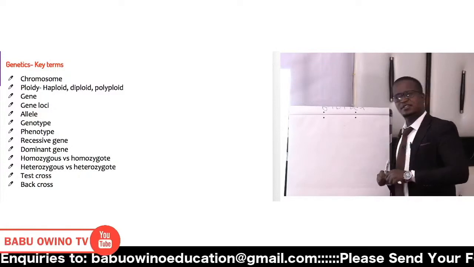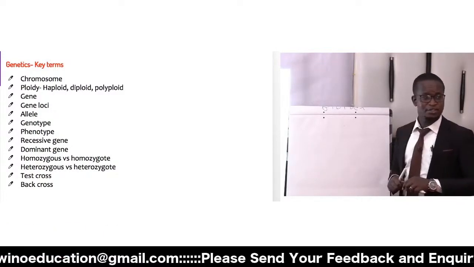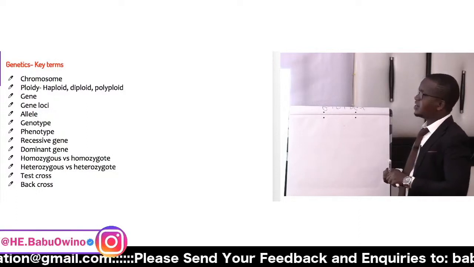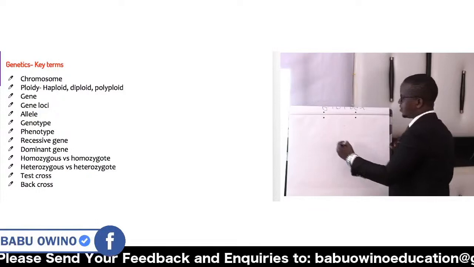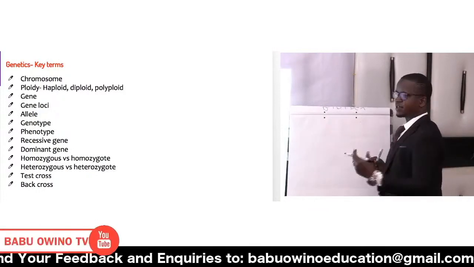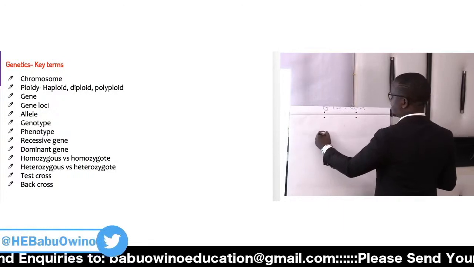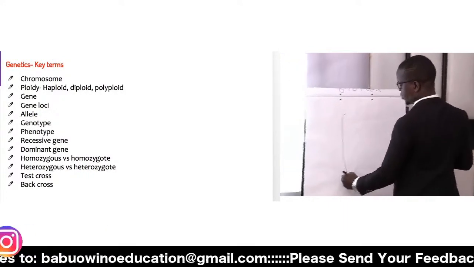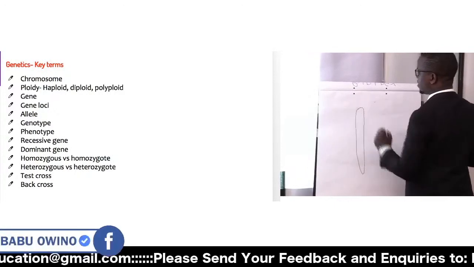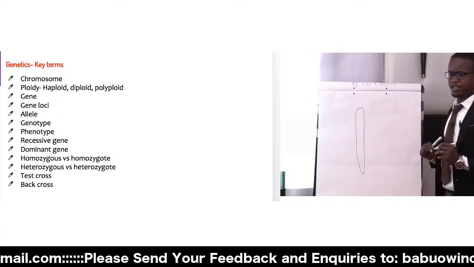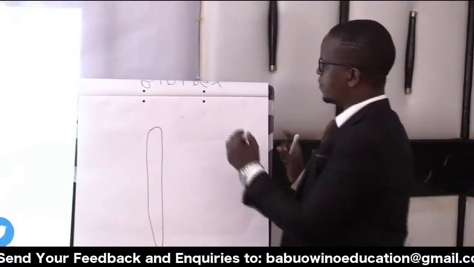Last time in one of the sessions with my colleague, Madam Josephine, you were taken through introduction to genetics, and we defined genetics as the study of inheritance and variations. And by now, even recalling from your biology in Form 3, a chromosome is a thread-like structure that we find in the nucleus and contains hereditary information.